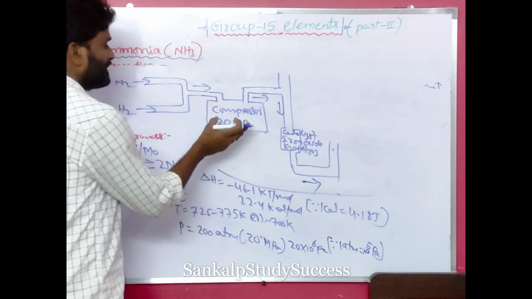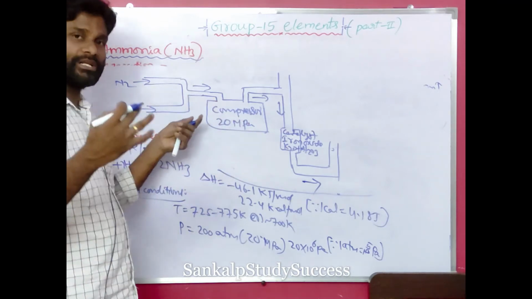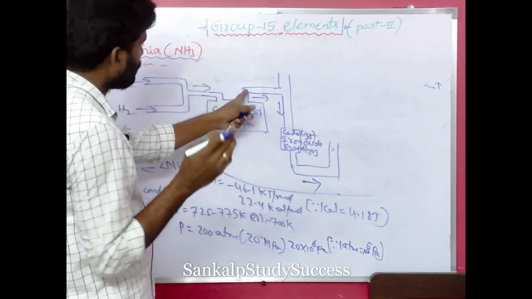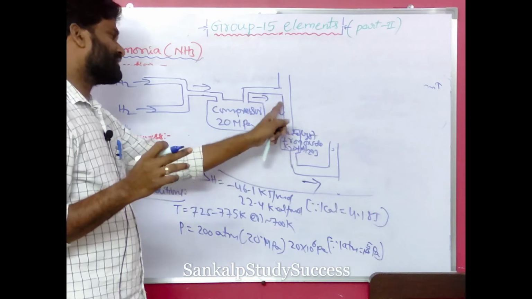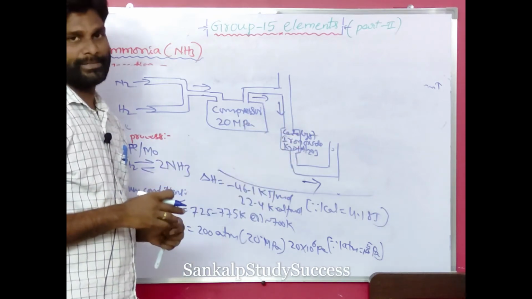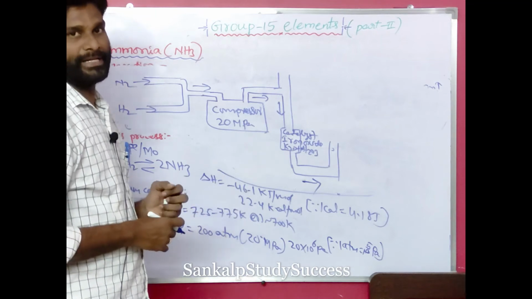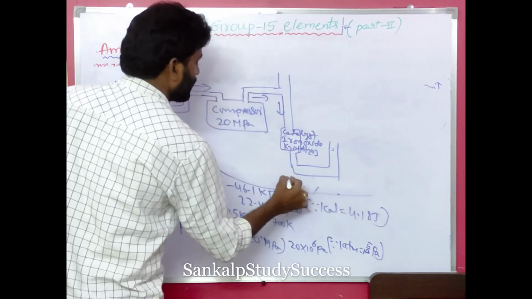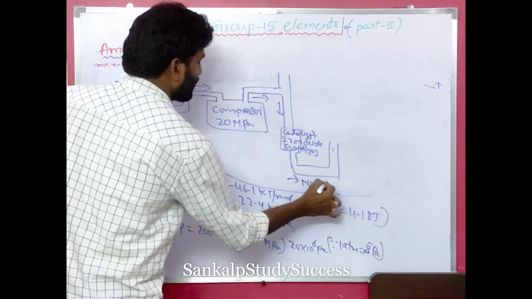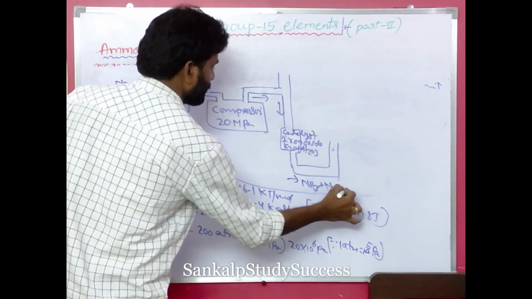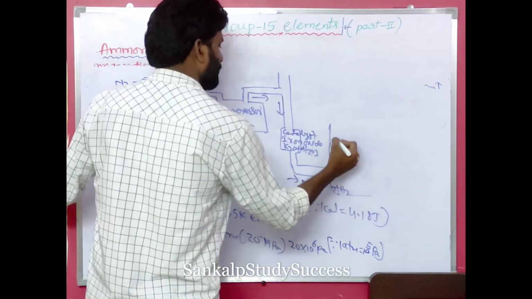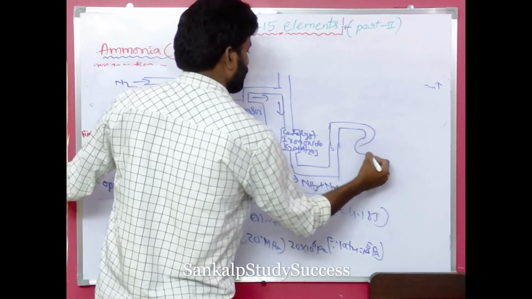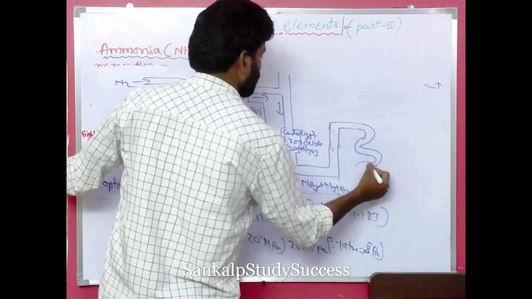Here, in this compression, the nitrogen and hydrogen molecules collide with each other, bombarded with each other, and react, and later this passes through the catalyst. The chemical reaction takes place. What is obtained? Ammonia, NH3, is obtained, and some unreacted nitrogen and hydrogen are also present. This passes through this pipe, and later it is passed through the turning pipe.